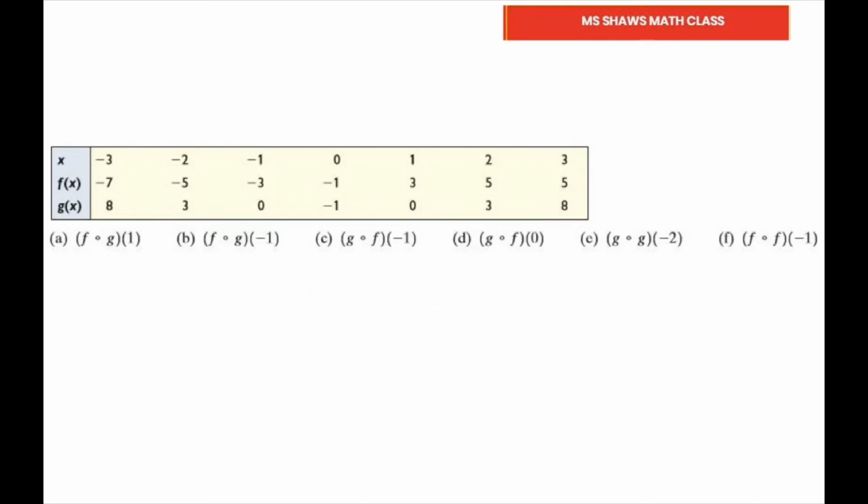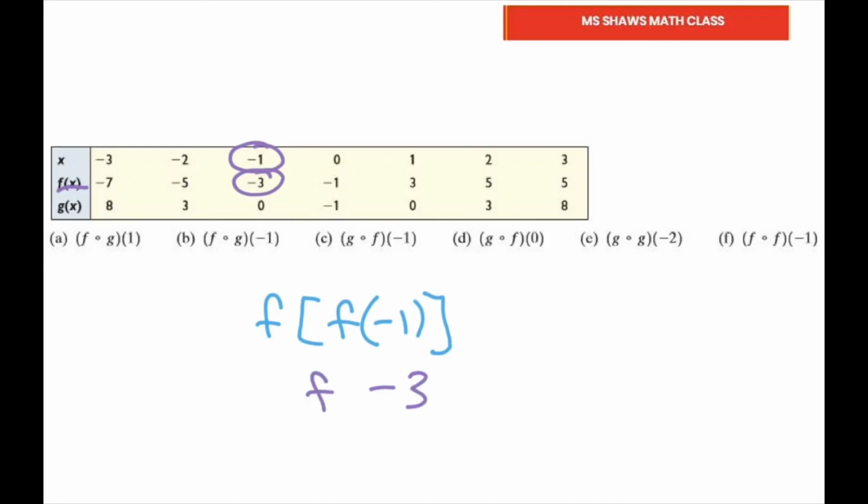And the last one is f of f of negative 1. So first go to negative 1, and f of negative 1 is negative 3. Now do f of negative 3. So go to negative 3, and f of negative 3 is negative 7. So this whole thing equals negative 7. And that's all.